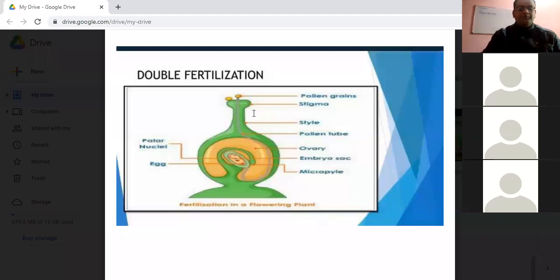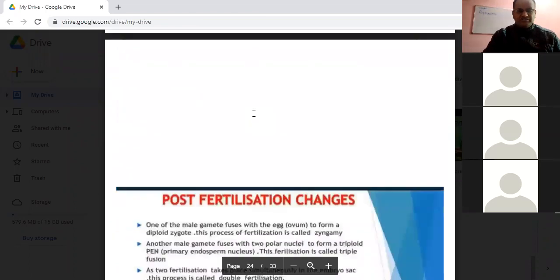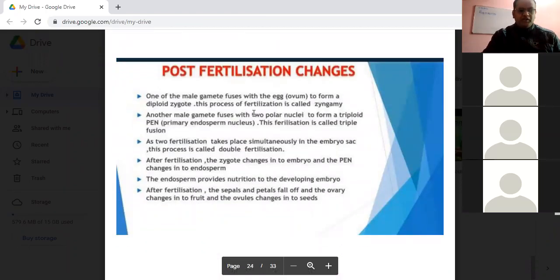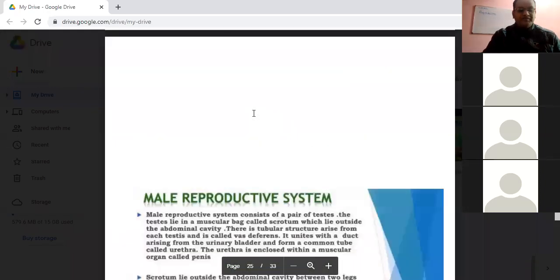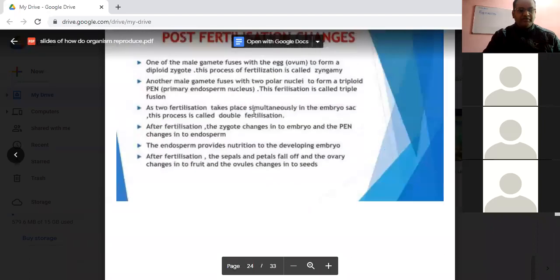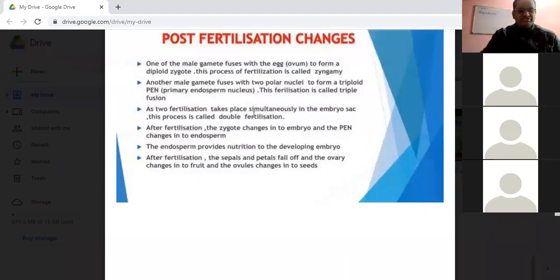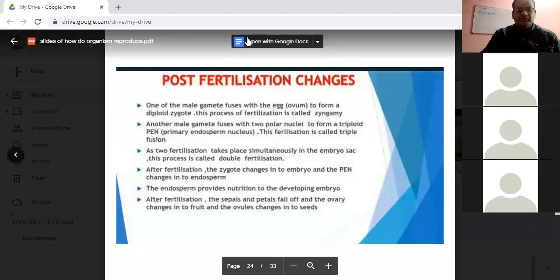Okay, students, so we have discussed double fertilization. Now, after double fertilization, what will happen? The post-fertilization changes in the case of plants. What is included in the post-fertilization changes? After fertilization, what will happen?